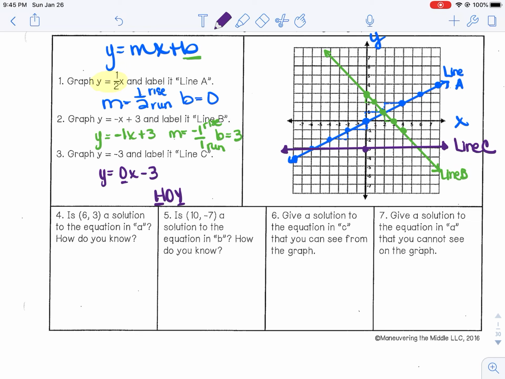How do you know? Let's first of all look at A and see if (6, 3) is on the line anywhere. As I'm looking at it, yeah, (6, 3) is right here. Okay, so yes, it is. I'm going to use the color for that equation. Yes, it's a point on the line.